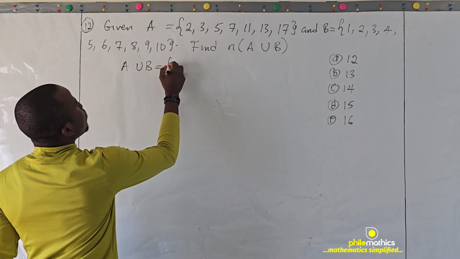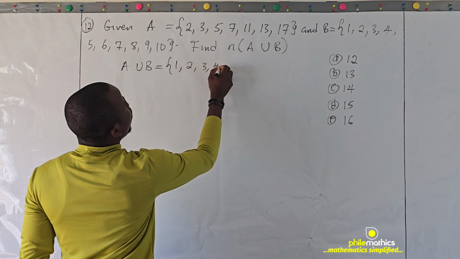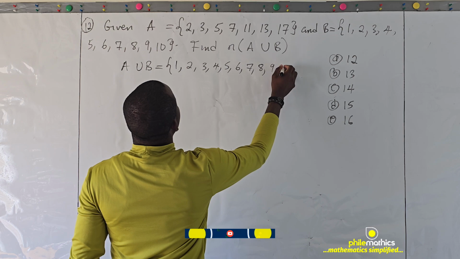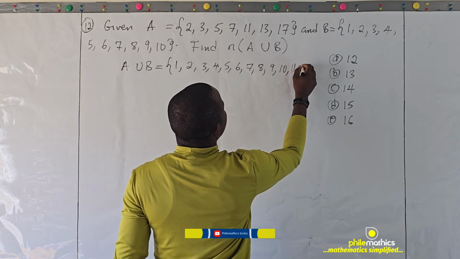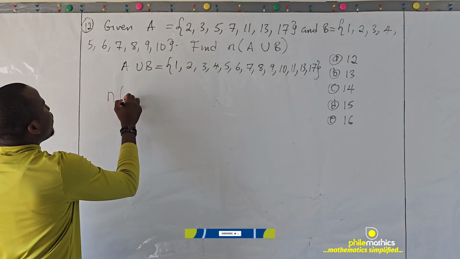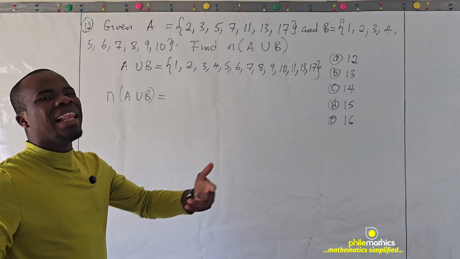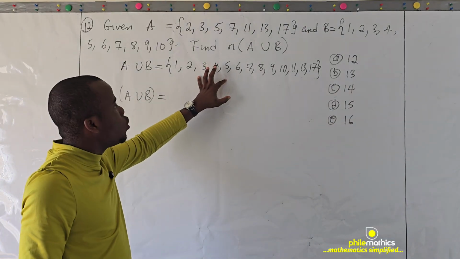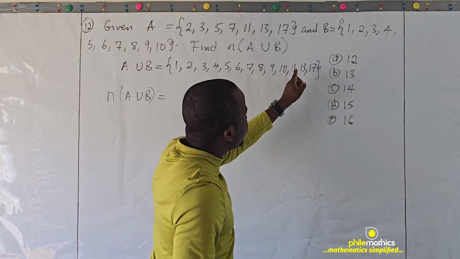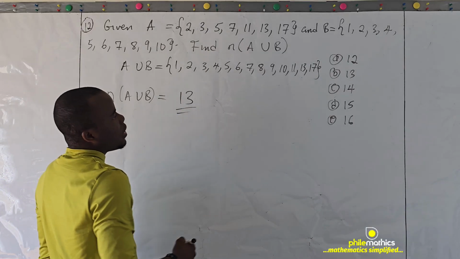So this will be, there's 1, there's 2, there's 3, there's 4, there's 5, there's 6, there's 7, there's 8, there's 9, there's 10, there's 11, there's 13, there's 17. And so the cardinality of A union B is simply asking us how many elements are in this union. So we count 1, 2, 3, 4, 5, 6, 7, 8, 9, 10, 11, 12, 13. And so the cardinality of the union of this set is simply 13, and that's B.